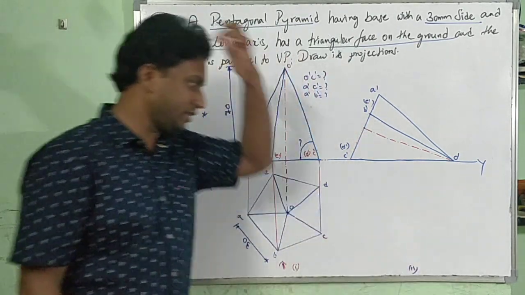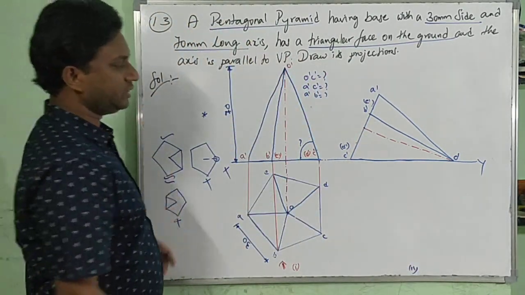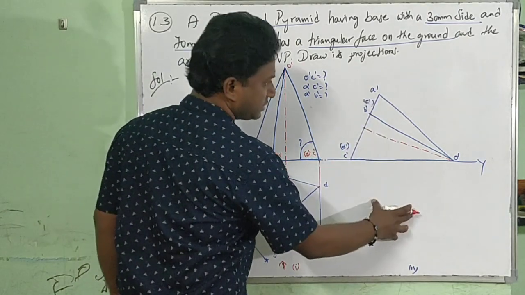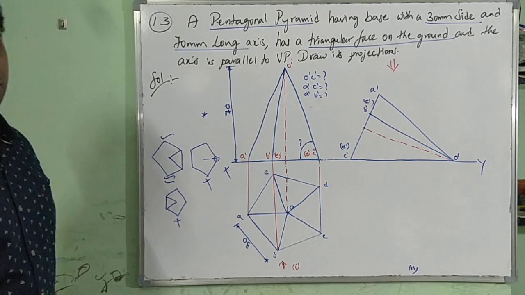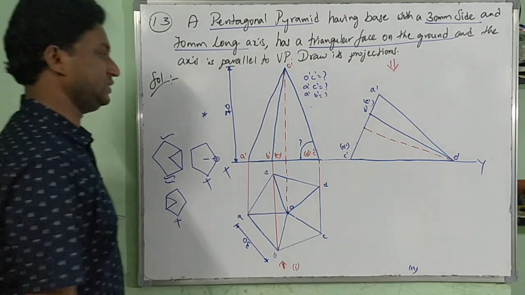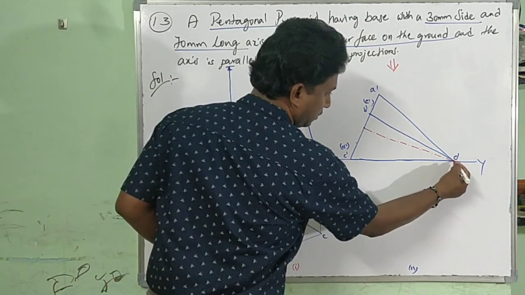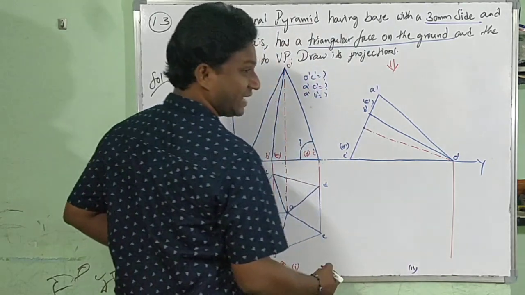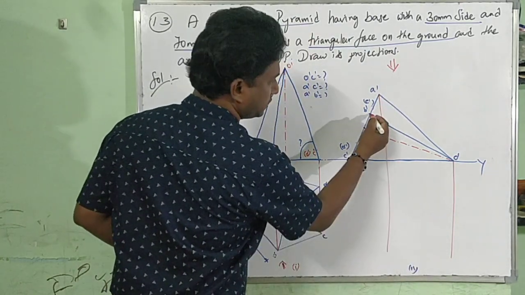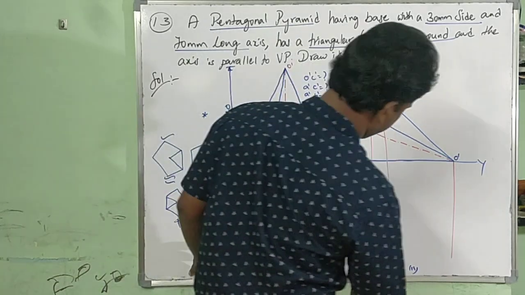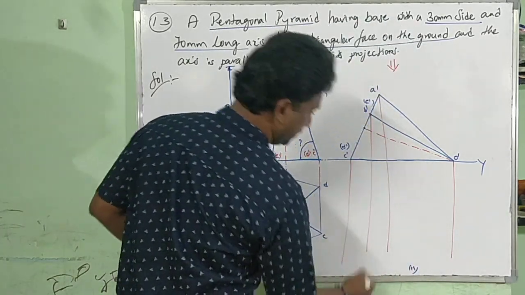You have to understand this simple logic. After that, simply project the second stage top view as the final answer. Now for that, draw the projectors from the second stage front view: O dash, A dash, B dash, C dash.